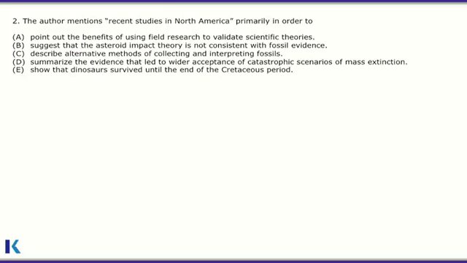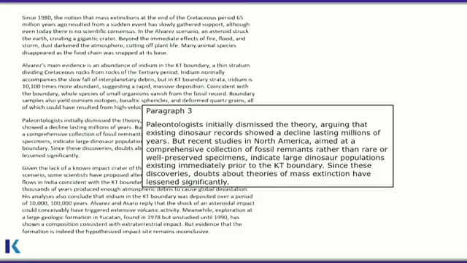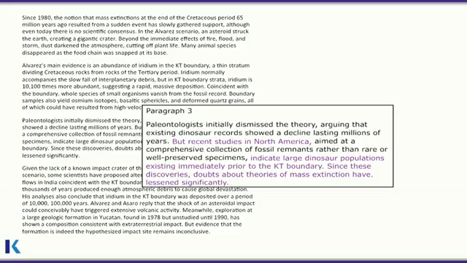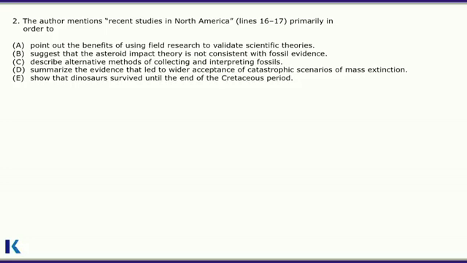The next question asks why recent studies in North America are mentioned. Consider why the author included this reference to recent studies. Quickly scan the passage for the reference to the studies in North America. That comes in the third paragraph. An easy prediction would be something like, reasons why theories of mass extinction are doubted less than they used to be. Return to the answer choices and look for the choice that matches this prediction. And answer choice D does just that.